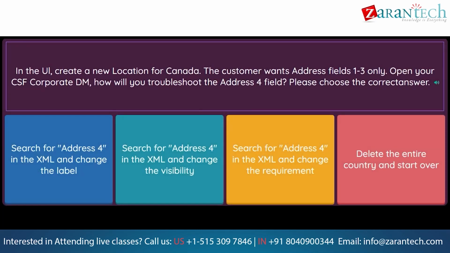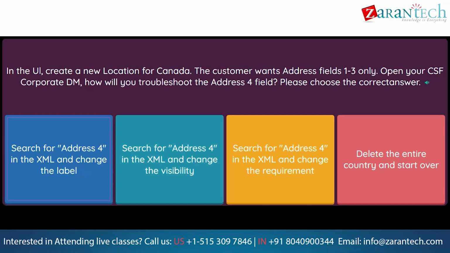Question: in the UI, create a new location for Canada. The customer wants address fields 1 to 3 only. Open your SAP Corporate Data Model. How will you troubleshoot the address 4 field? Please choose the correct answer. Option 1. Search for address 4 in the XML and change the label. Option 2. Search for address 4 in the XML and change the visibility. Option 3. Search for address 4 in the XML and change the requirement. Option 4. Delete the entire country and start over.